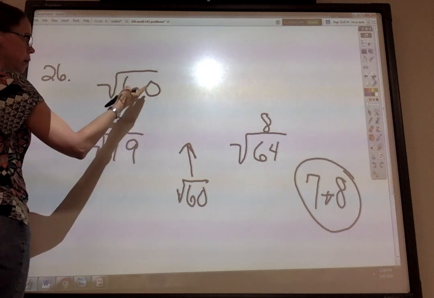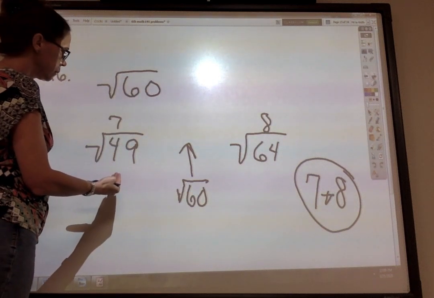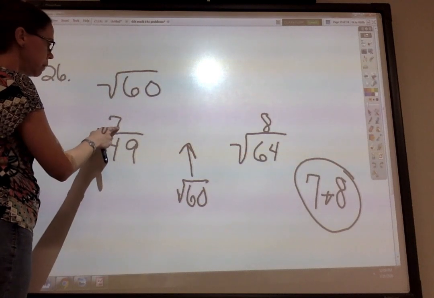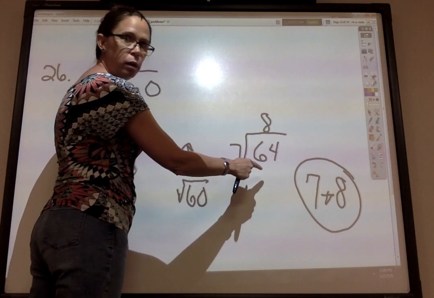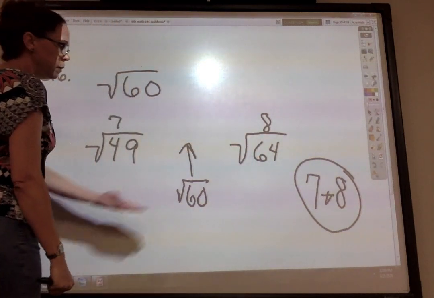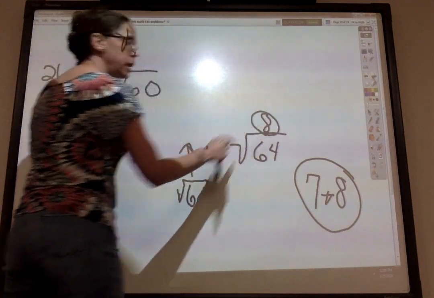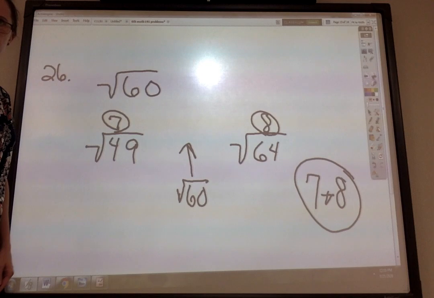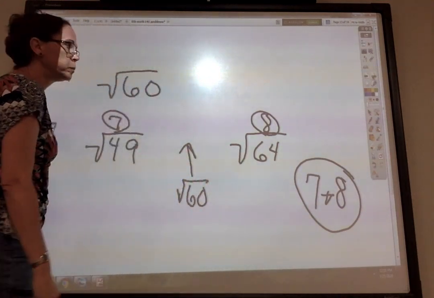Well, the perfect square below 60 is 49. I know that 49 is 7 times 7. The perfect square just above 60 is 64, because 64 is 8 times 8. So the square root of 60 has got to be somewhere between 7 and 8. So your answer is 7 and 8.